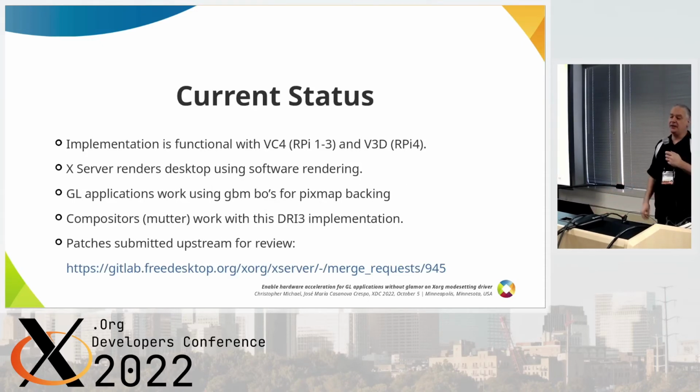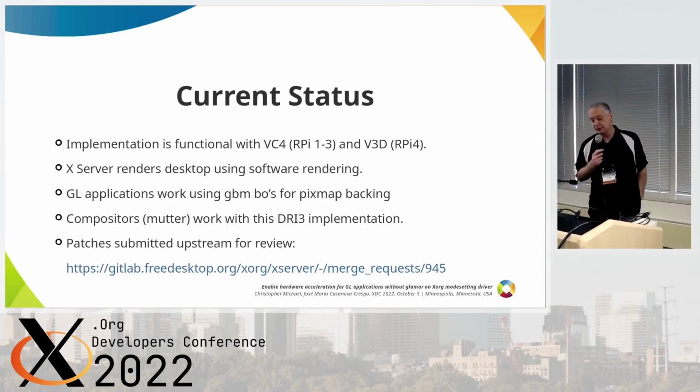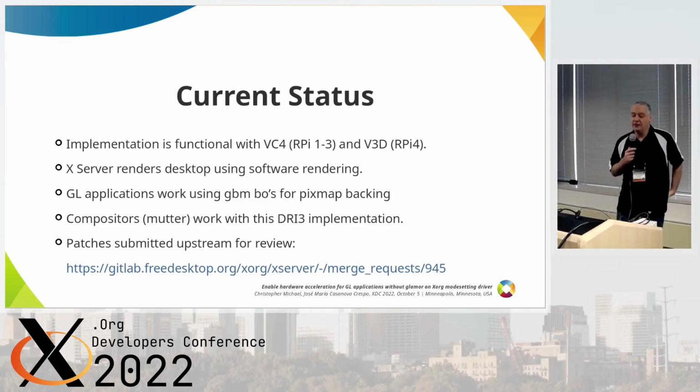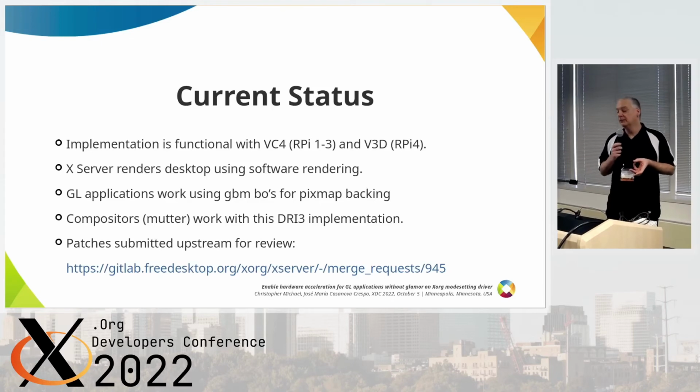So our current status: the implementation is functional with VC4, which is RPi 1 through 3, and it's also functional on V3D, which is RPi 4. The desktop does render using software, and the GL applications work using GBM BOs for pixmap mapping. Compositors such as Mutter do work. We did test a couple other compositors. They are functional. I do have to do some more testing with this on an Intel box. Most of the testing was done with Raspberry Pi.